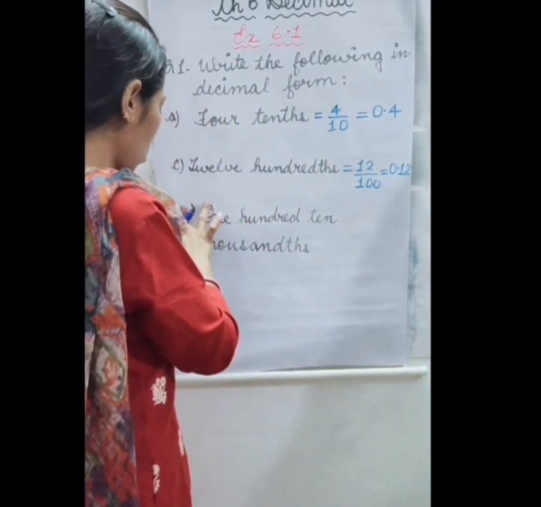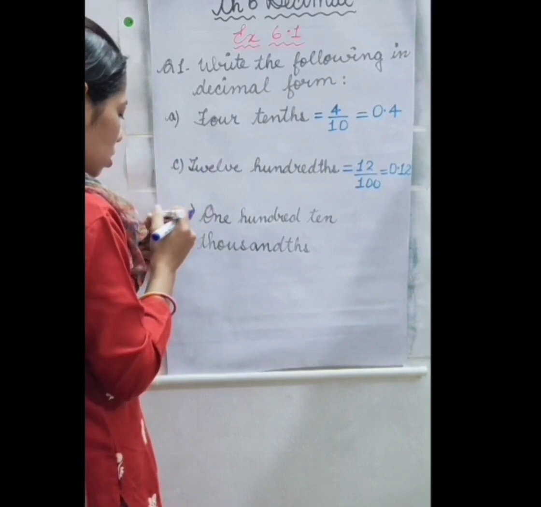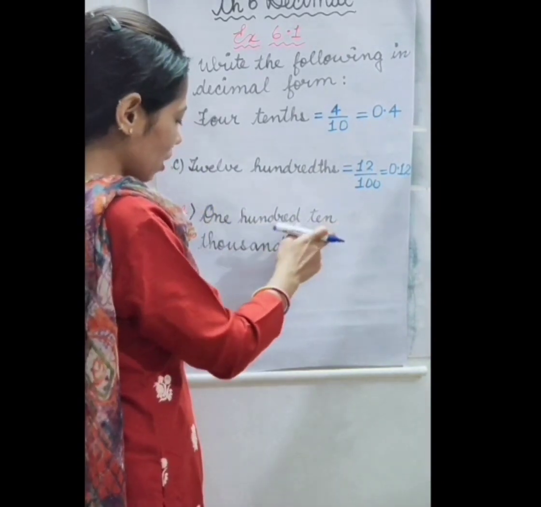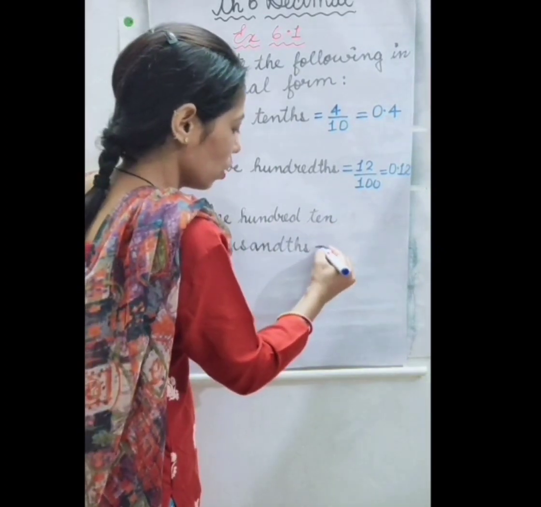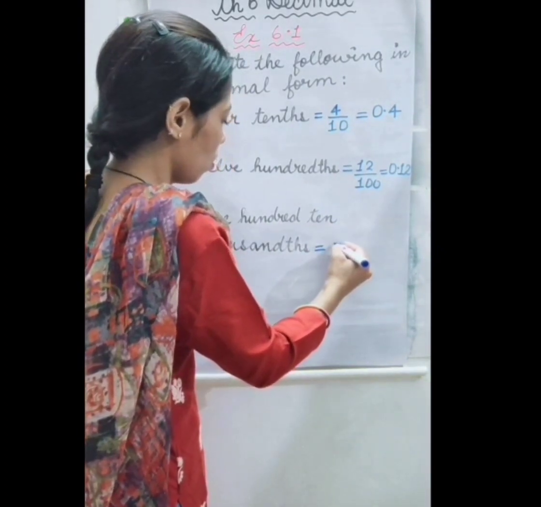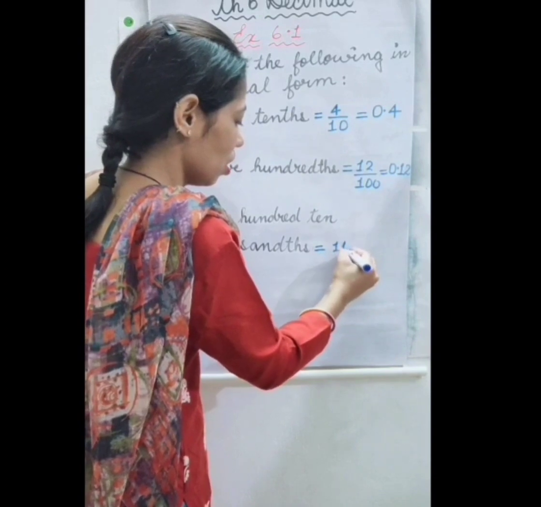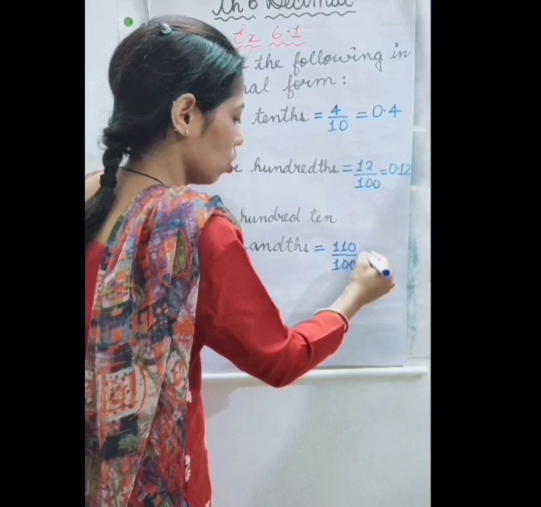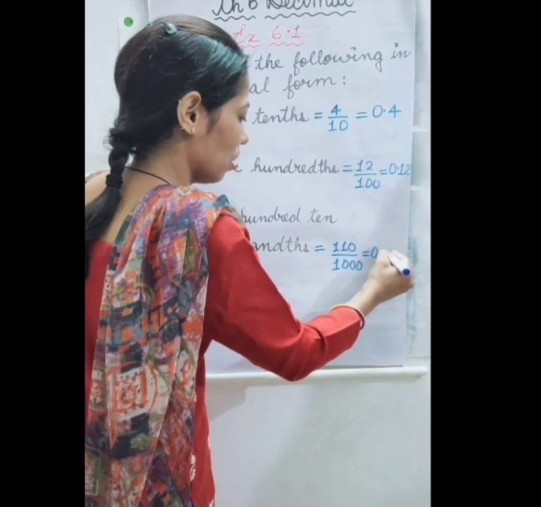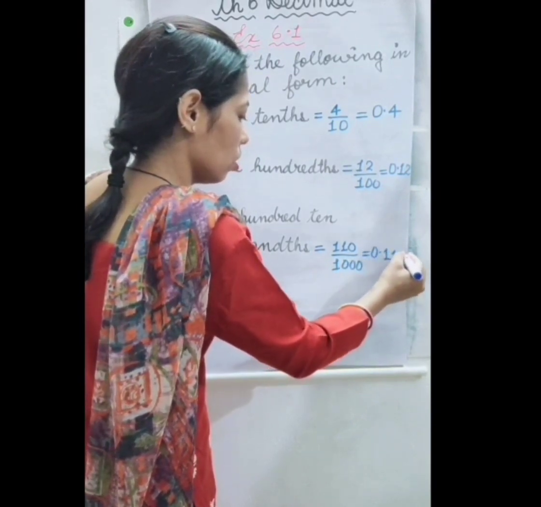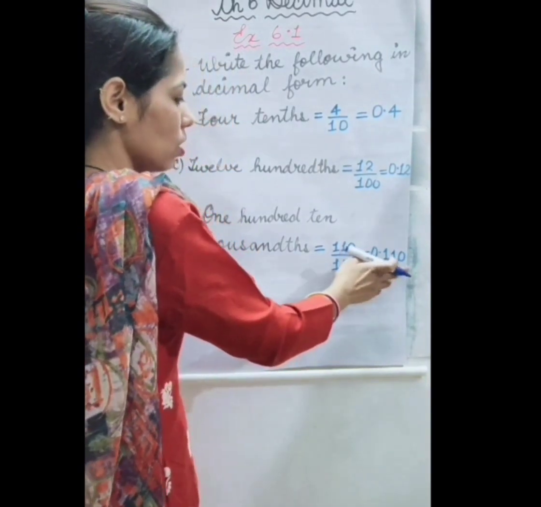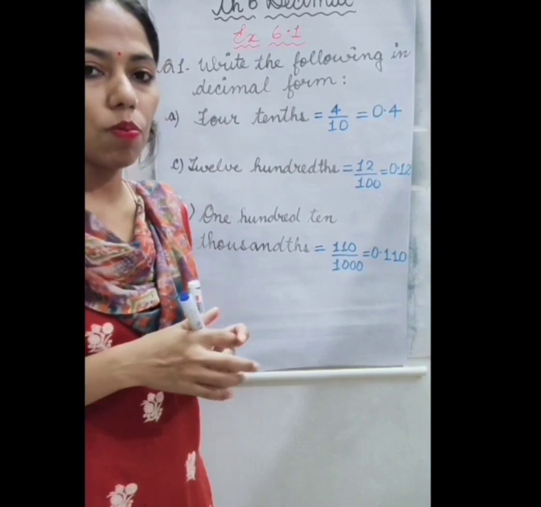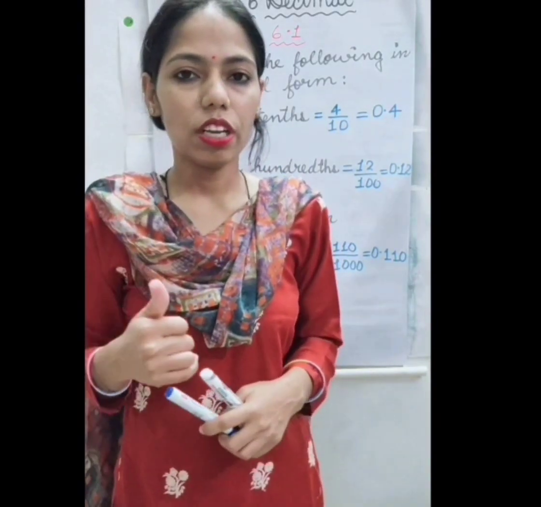Sorry, it's not D part, it's part E. Part E is 110 thousandths. So 110 thousandths can be written as 0.110, as we have to write these in the form of decimal. I hope this question is clear to you.